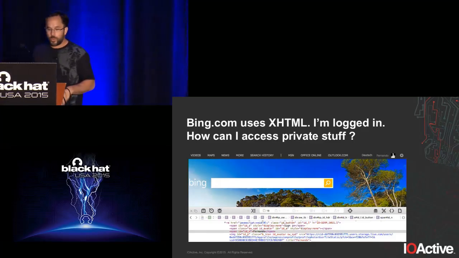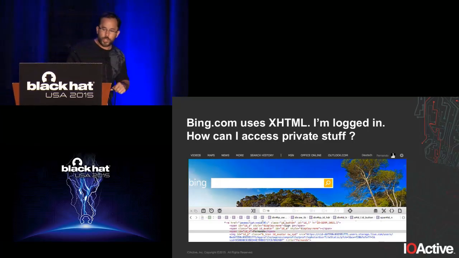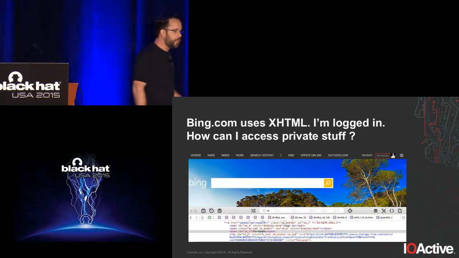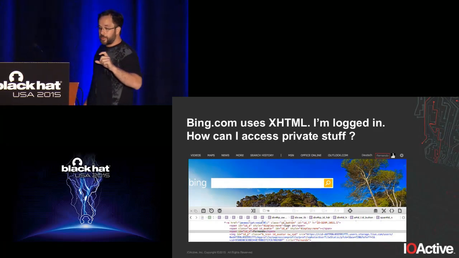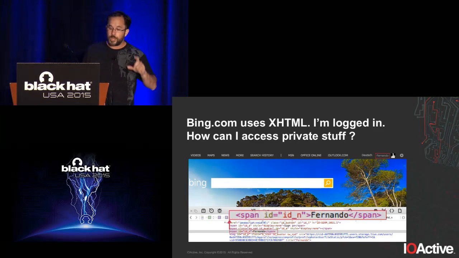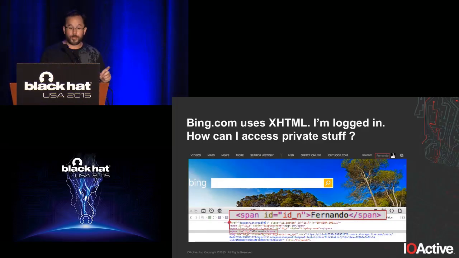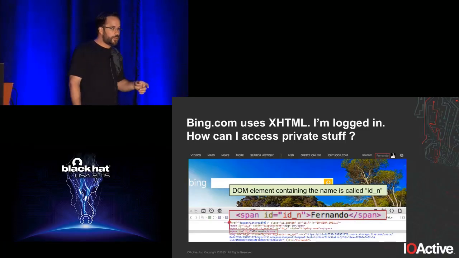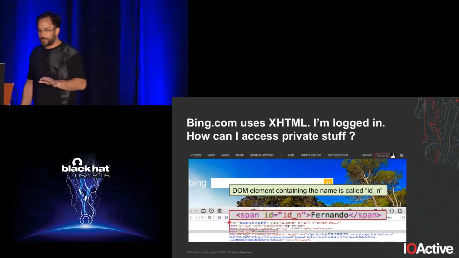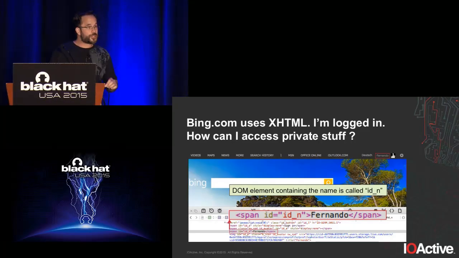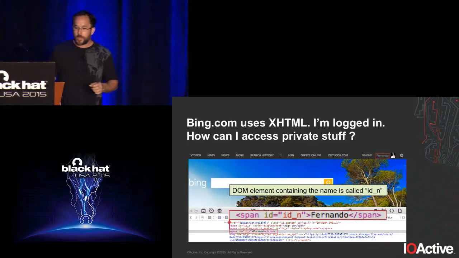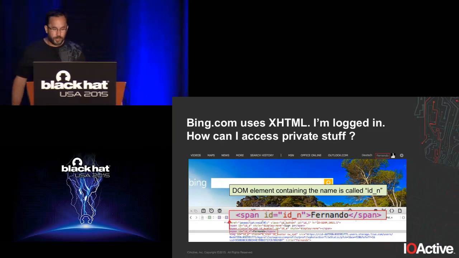If I open my web browser, you will see that my name is in the upper right corner. That's normal behavior of Bing.com. The lower portion of this screenshot shows that my name is in this tag named ID_n, and that's where my name is. So the only origin possible that is able to access this information is, I don't remember if it was HTTP or HTTPS, probably HTTPS, Bing.com on port 443.